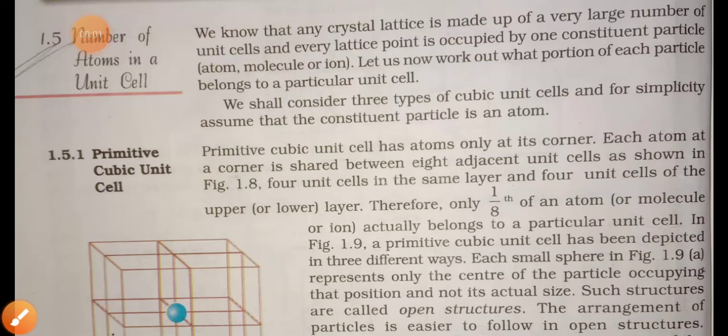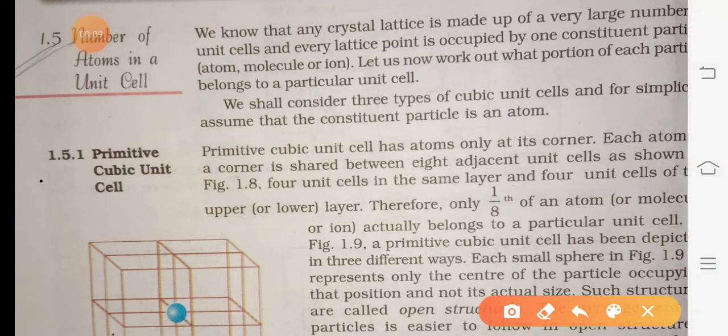Hello everyone. Today we'll be trying to understand how to calculate the number of atoms per unit cell. Let us start with the first type of unit cell, that is the primitive cubic unit cell. Now as we know, a primitive cubic unit cell has 8 atoms at its corner. That is what we have learned last class.